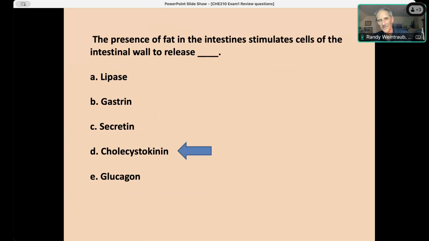Where does bile come from? Bile is actually produced in the liver. Where's bile stored? Anybody remember? In the gallbladder. Bile is stored in the gallbladder. It's not made in the gallbladder, it's made in the liver, but stored in the gallbladder.